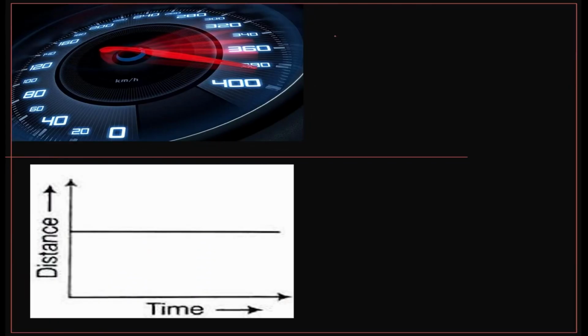This graph describes the relation between distance and time. And this graph is called distance-time graph. Can we describe this graph, or can we describe the motion represented by this graph? Of course, yes. But firstly, we have to look at this.